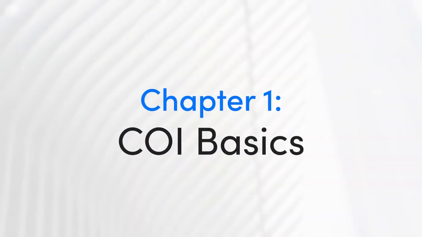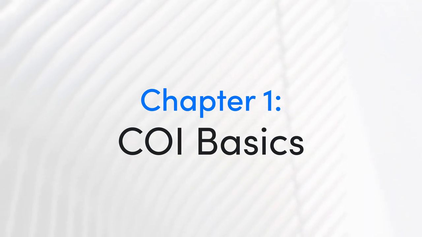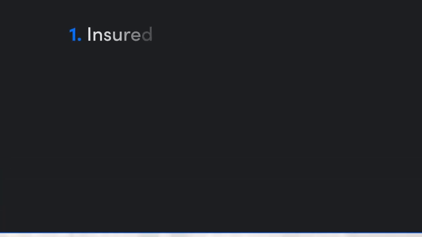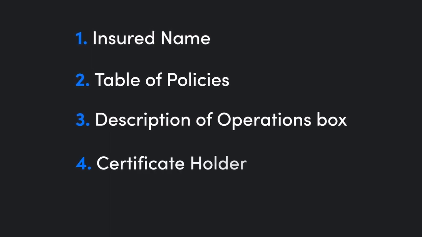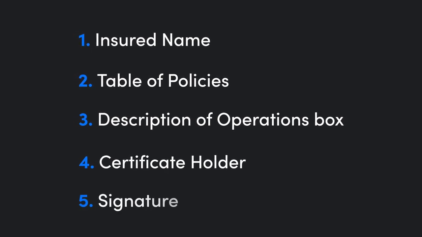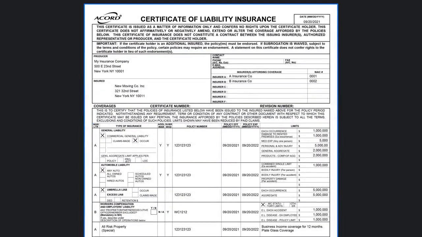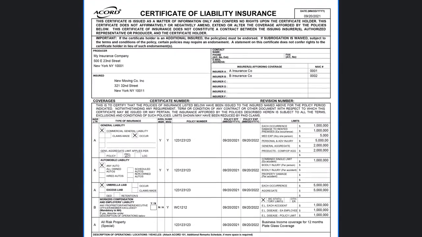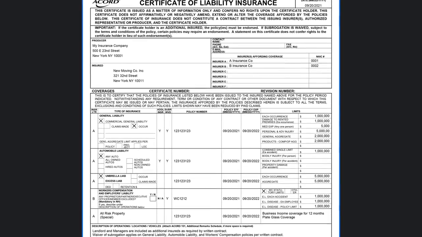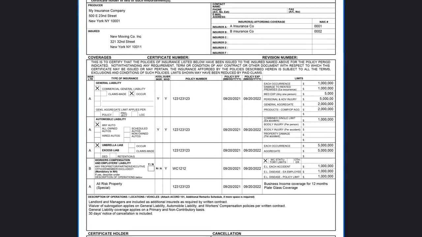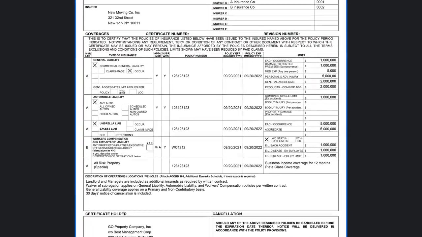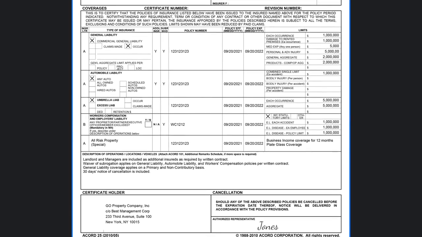In today's episode, we're going to look at certificates of insurance, also known as COIs. We're going to delve into the most important elements of a COI, including insured name, the table of policies, the description of operations box, the certificate holder, and the signature. A certificate of insurance is like the spark notes of an insurance policy. An insurance policy is a lengthy and dense document that can span hundreds of pages. A COI summarizes and condenses all the most important coverages and provisions into a format that's easy to read.